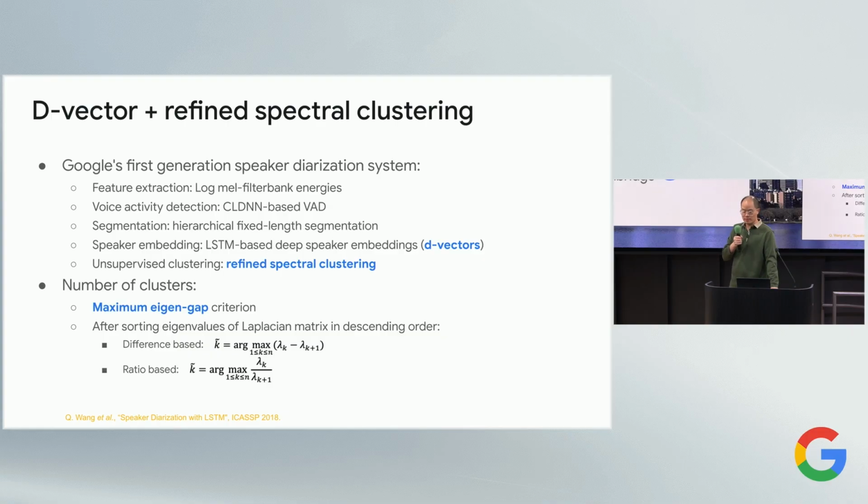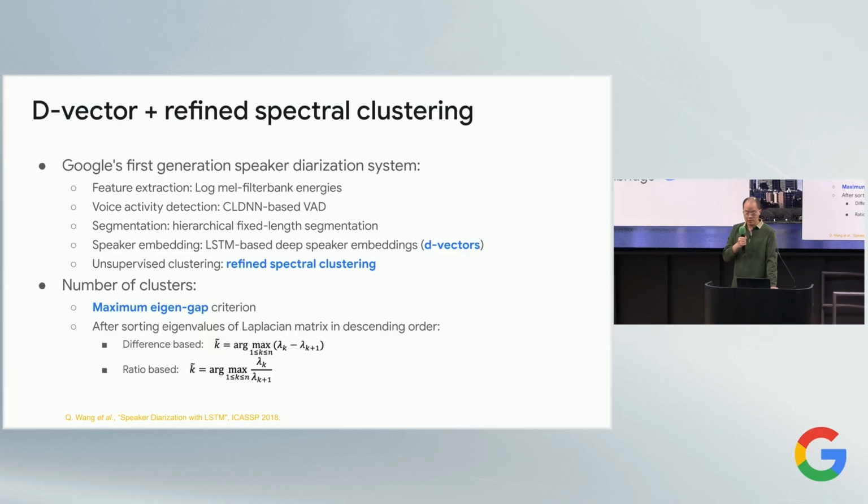We first extract log-mel filter bank energies from the audio signal. We use the CLDNN-based voice activity detector to detect the speech segments versus the non-speech segments. We use the hierarchical fixed-length segmentation algorithm. And then we use an LSTM-based deep neural network to extract the d-vectors, which is the name for the speaker embeddings at Google.